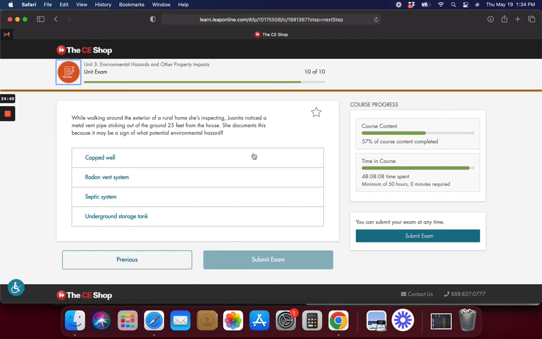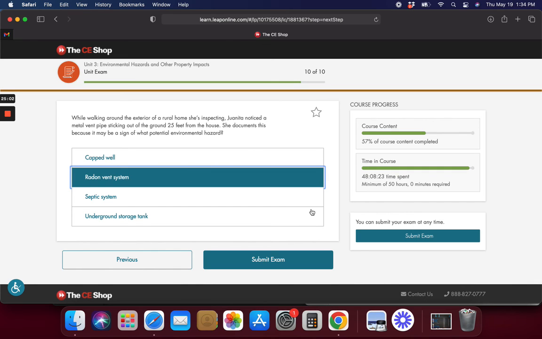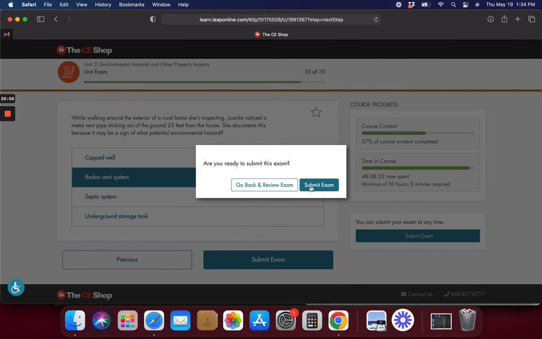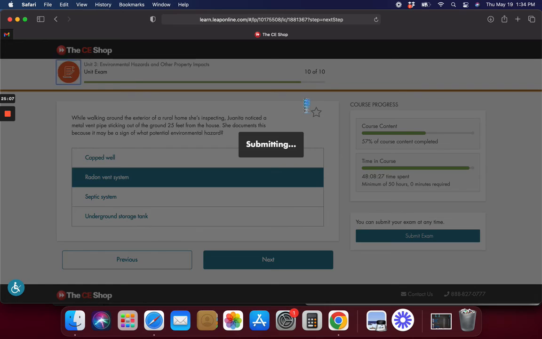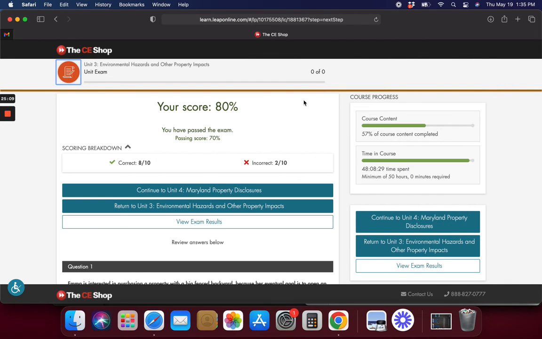While walking around the exterior of the home she's inspecting, Janita noticed a metal vent pipe sticking out of the ground 25 feet from the house, and she documents it because it may be a sign of what? I want to say radon. All right, let's make a wish. We're getting pretty close to 30 minutes. We pass. That's all that matters.